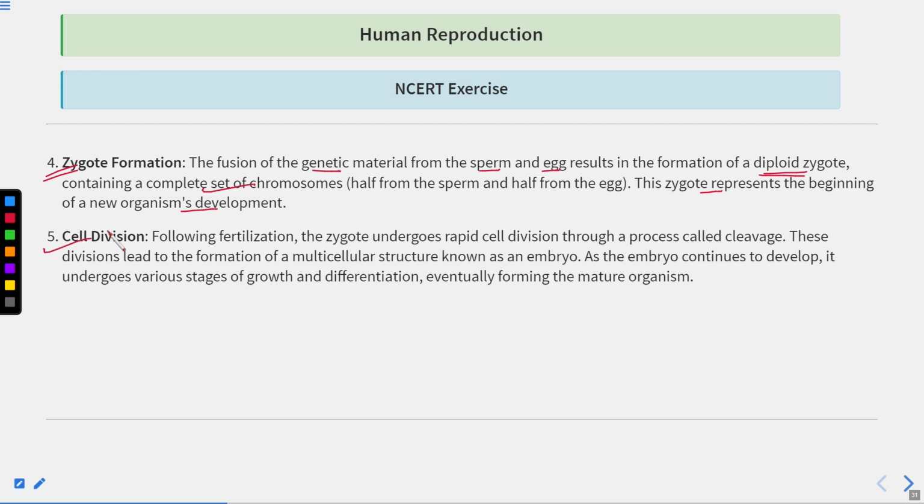So, the zygote undergoes mitotic cell division to form the blastocyst, which gets implanted into the uterine wall. So, there is cell division after fertilization. After fertilization, the zygote is formed and it undergoes rapid mitotic cell division, and these divisions are known as cleavage. Now, these divisions lead to the formation of a multicellular structure known as the embryo. All right. Now, as the embryo continues to develop, it undergoes various stages of growth and differentiation that we have already discussed, eventually forming the mature organism.